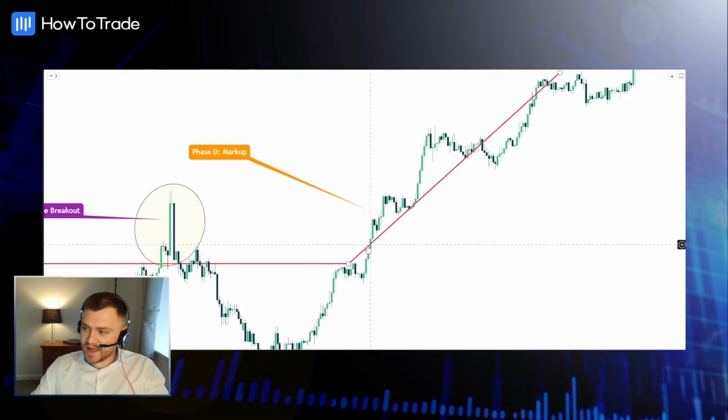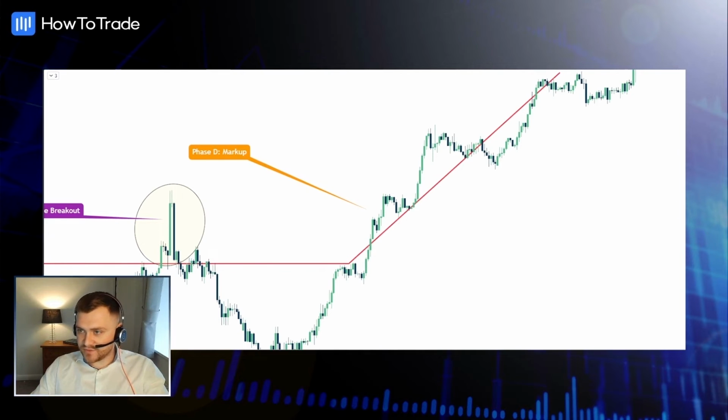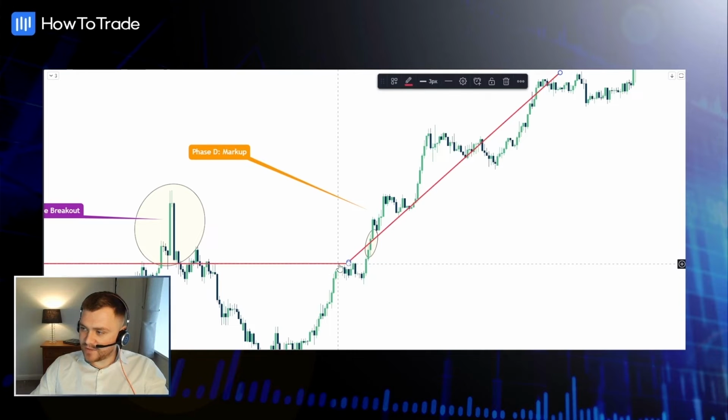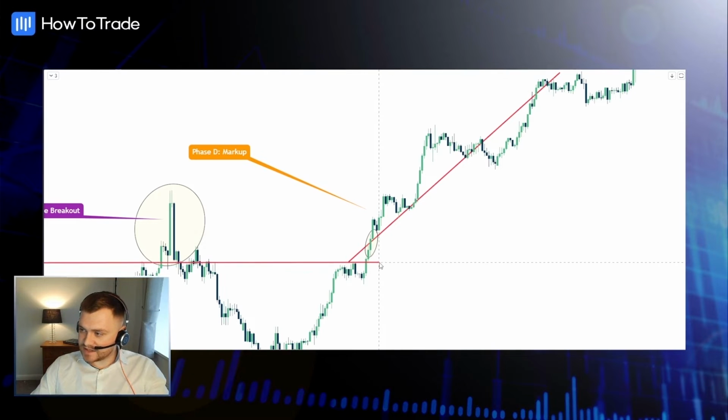Which we can see that we get here from this resistance. We get this breakout candle around here. So let's just draw that on. Around this level. So potentially what you could do is you could wait for a retest of this markup, or you could really just go as soon as you've broken above this trend line that we have here. Let me just extend that so you can see that.